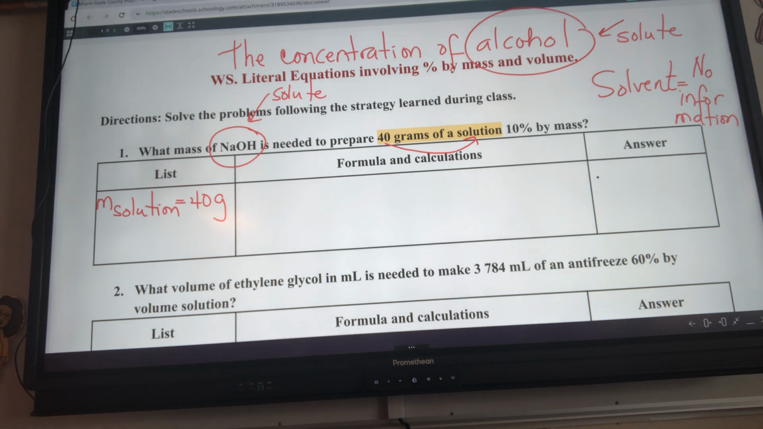What else do I have in that word problem? Caleb, do you see another number in there? 10% by mass. So the percent by mass is 10%.